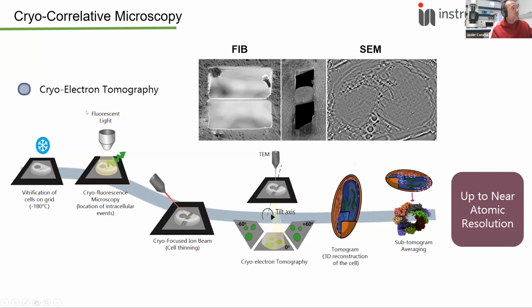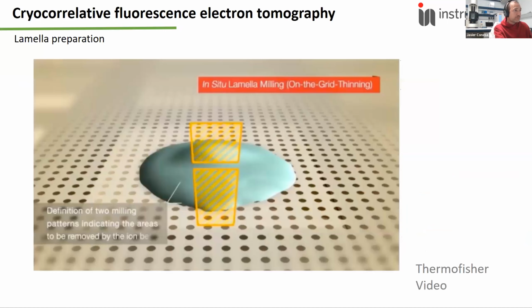So again, we have the fluorescence information, then we transfer it to the FIB-SEM microscope. We prepare our lamella that is now compatible with the transmission electron microscope. We load it in our transmission electron microscope. We acquire the tilt series. Then we reconstruct the tomograms, and from these tomograms you can extract the repetitive structures to increase the resolution of your volumes through subtomogram averaging.